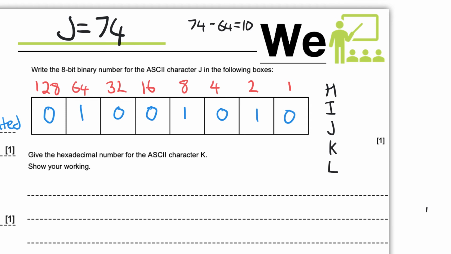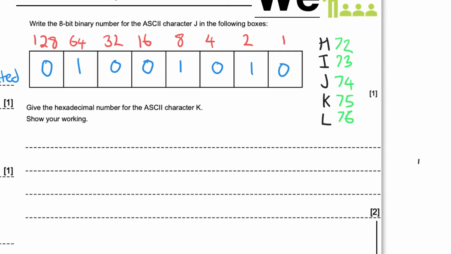If J is 74, K would be 75, L would be 76. We don't need to do the rest of these, but just worth knowing, I will be 73, H will be 72, and that's something you can just use. So once you've told one character, you can figure out the rest. So K, we can see is 75. So the question now is, can we turn 75 into hexadecimal?